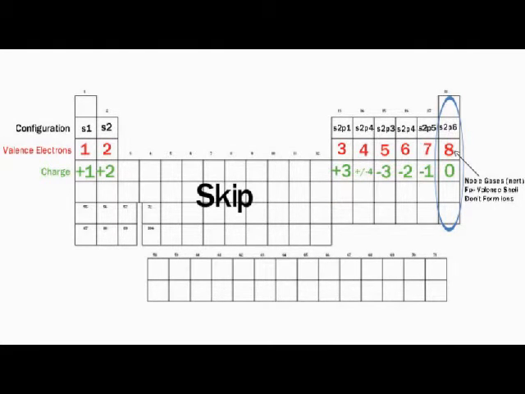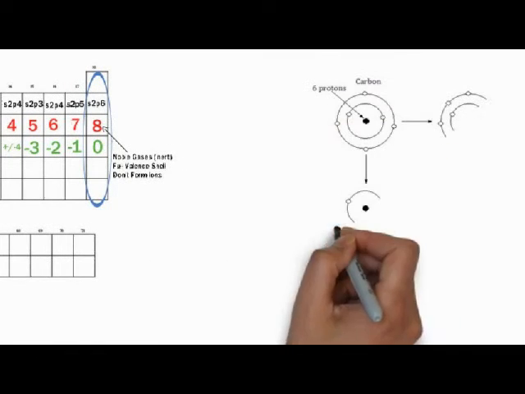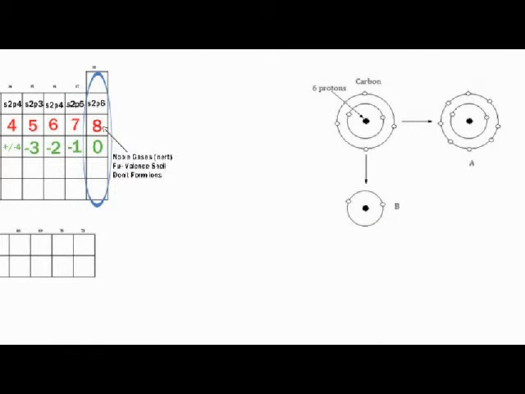That leaves us carbon's column. Carbon's column has an S2P2 configuration, which means it has 4 valence electrons. And with 4 valence electrons, since the magic number is to get to 8, it can either gain electrons to get to 8, or it can lose its 4 valence electrons. So it needs to gain 4 or lose 4.